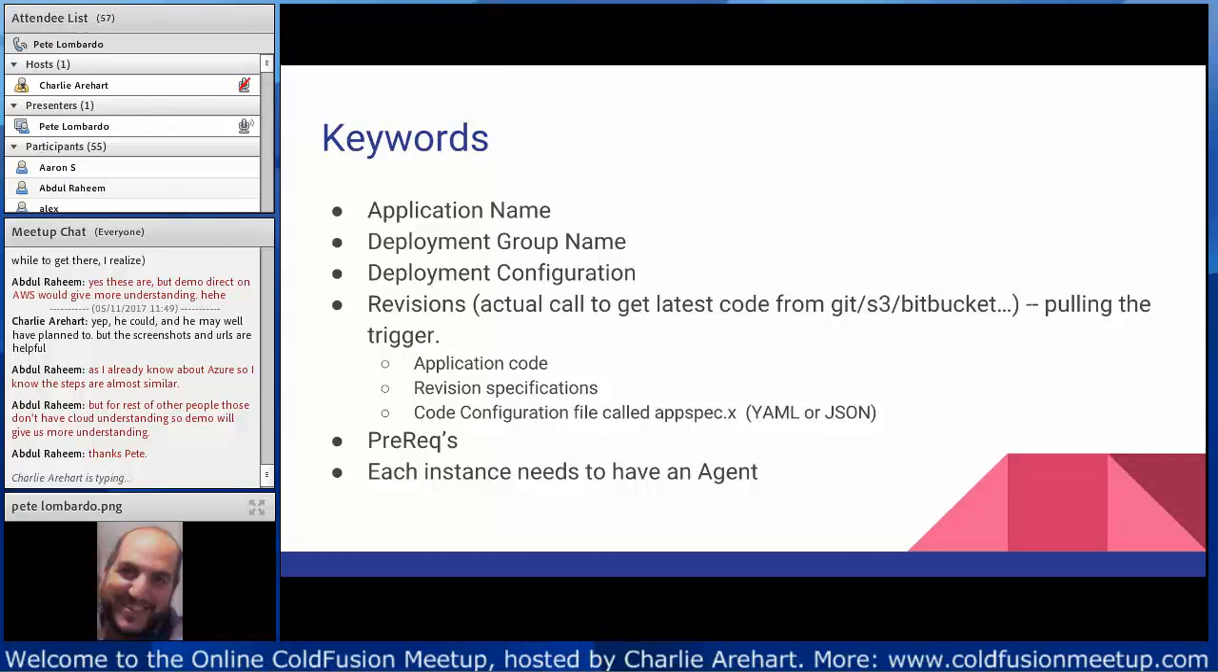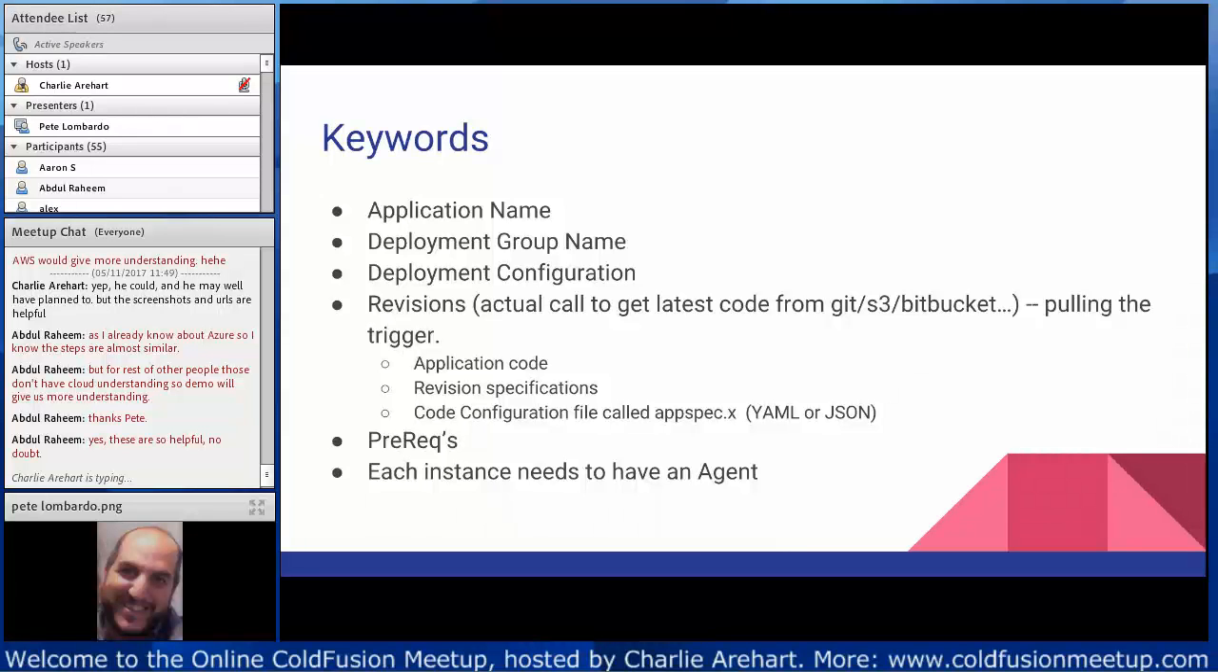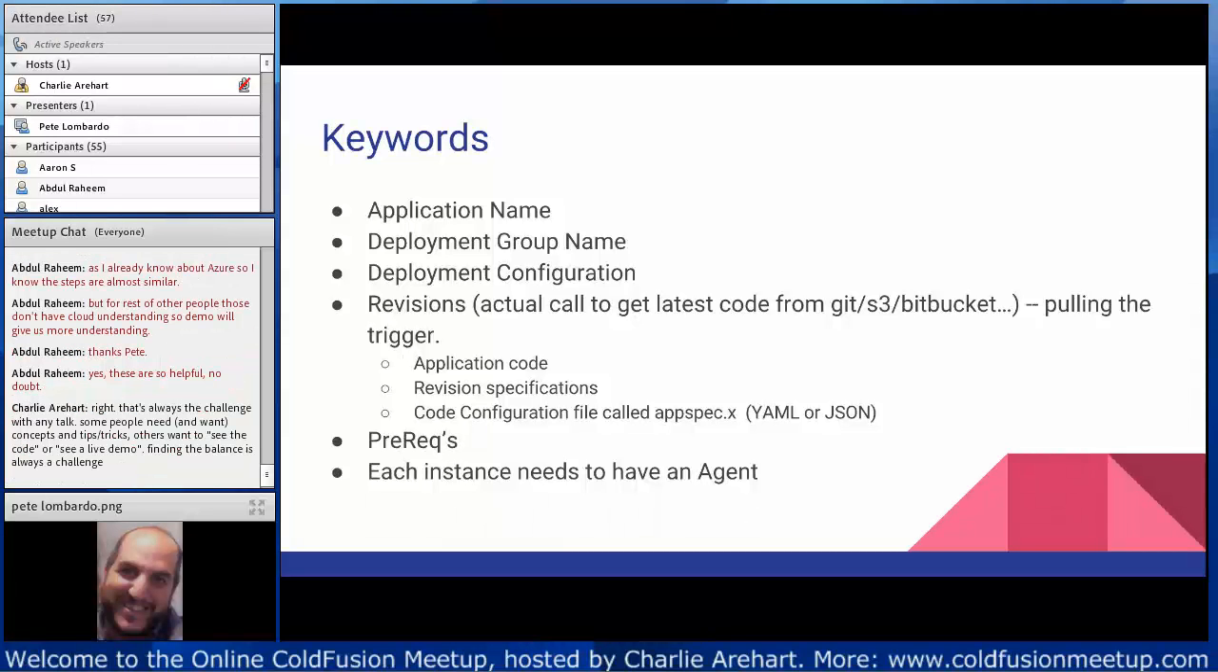There are two major ways of doing that. One is putting your code in an S3 bucket and having CodeDeploy take it from there, or you can put it in GitHub and have it get it from there. There are a couple of other options, but those are the two main ways. So the application name is what you'll call this CodeDeploy world. We'll give it a deployment group name, and then we'll create an actual deployment revision.